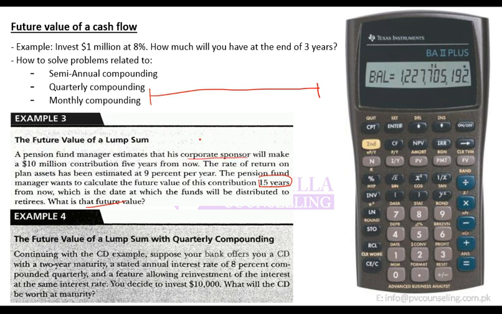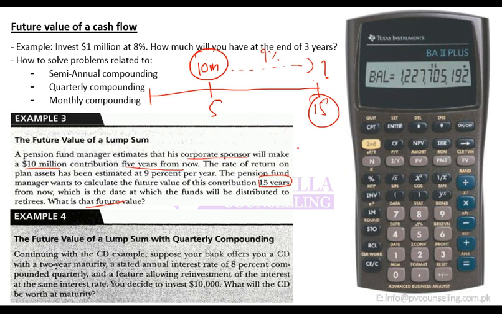So this is a pension fund, and they tell you that the corporate sponsor, which is the company for which you are maybe working, will make a $10 million contribution 5 years from now. That means the contribution will be made here. And then they are telling you that this contribution will continue to give a 9% return per year. The pension fund manager wants to calculate the future value of this contribution 15 years from now. So you have to calculate the future value of this 10 million at the 15th year.